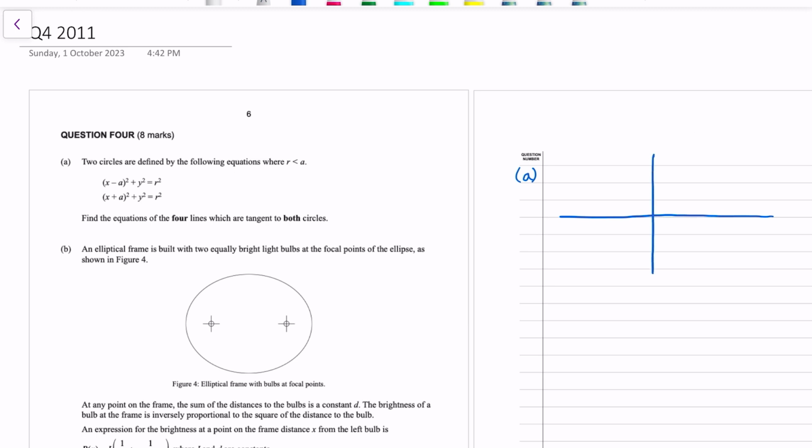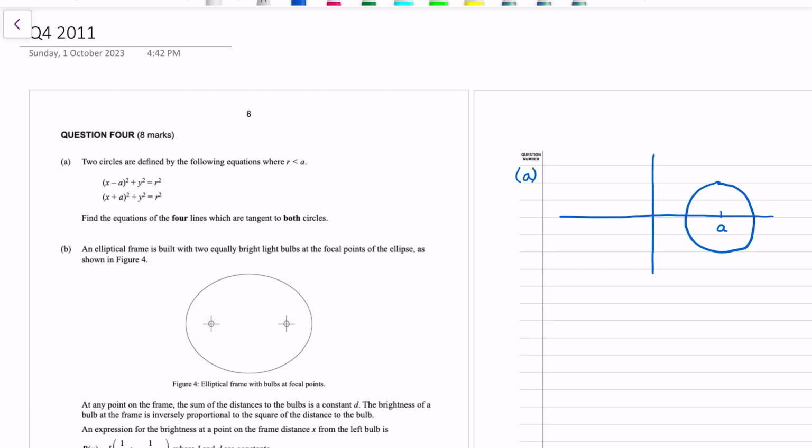So the first circle, if a is a positive number, which is kind of implied by the fact it's bigger than the radius, and radius will be positive, then we're going to shift it to the right by a. Not going to shift it up or down, and then we're going to have a radius of r, which is less than a. Every video my circles and ellipses get worse.